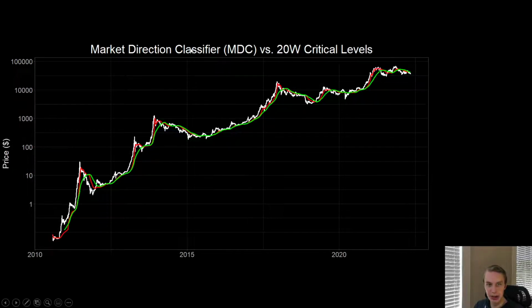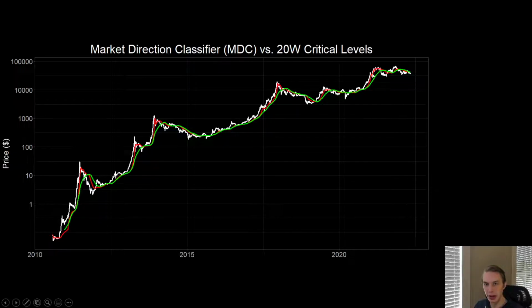So this is the MDC, which is the red line, versus the 20-week. And I'm calling these critical levels. Again, the green line is simply what the 20-week moving average was over time. Whereas the red line, this is not a moving average. This is the output of the MDC. So it's just the critical levels it's identifying at every single time. And what you can see is that the MDC will track the asset, and it'll be setting critical levels closer to the peaks. And that's how it's able to identify tops a lot more accurately than the 20-week, because it's able to track that and say that the critical level is getting higher and higher and higher.